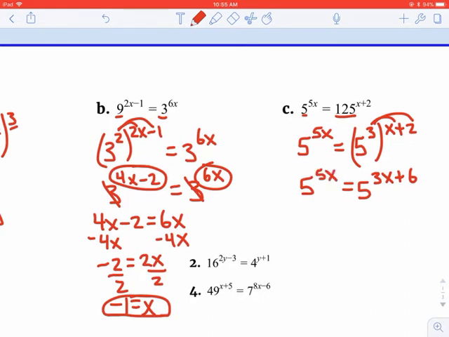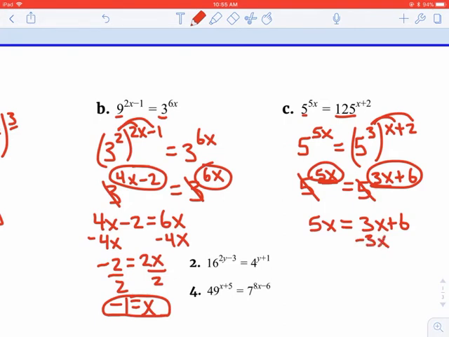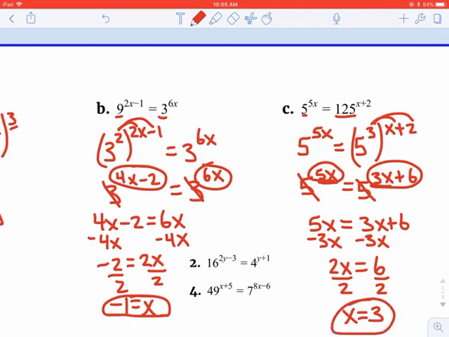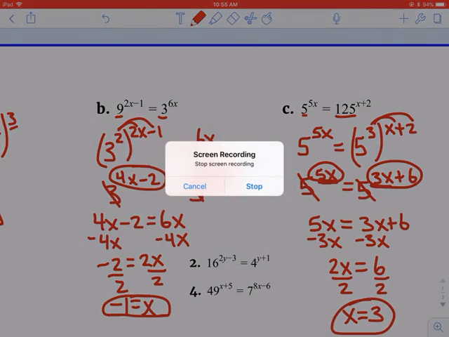So now you have a like base of 5, and you can cancel those out, and you can bring down what's left in the exponent. So I just brought down 5x is equal to 3x plus 6, and now we just have to solve that equation. We could subtract 3x from both sides and get 2x equals 6. Then divide both sides by 2, and we just get x equals 3. Okay, so we'll work on that some more in class tomorrow.